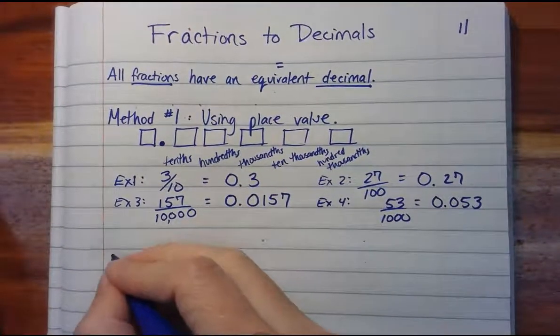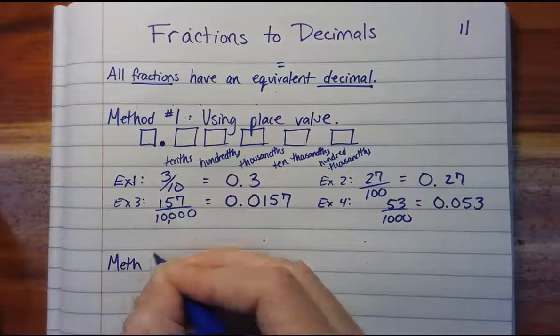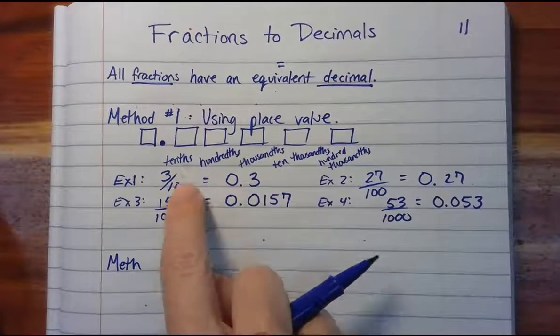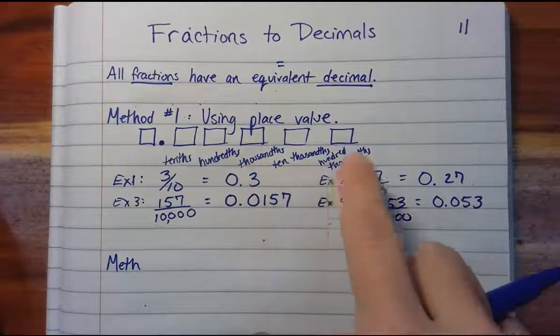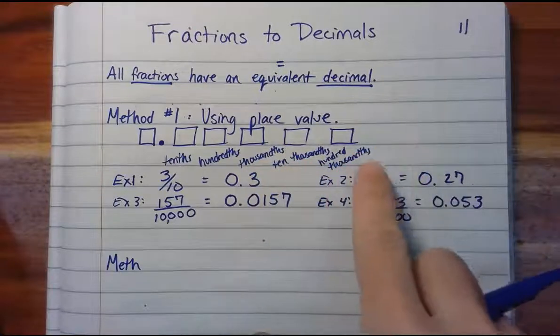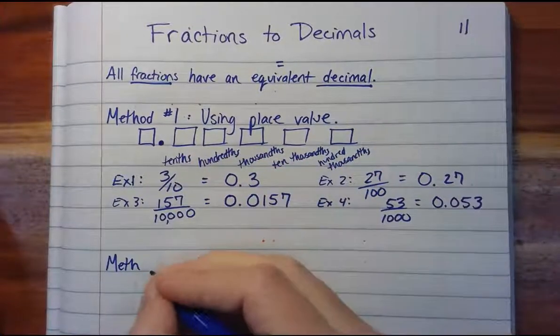All right. And that only works, though, I hope you can tell, that only works if your bottom number, your denominator, is a 10, 100, 1,000, 10,000, 100,000, or I guess we could go up to 1,000,000, but you're not going to see anything more than that.